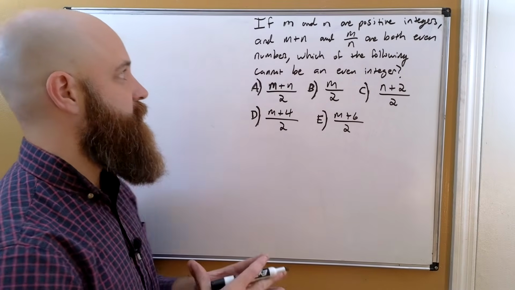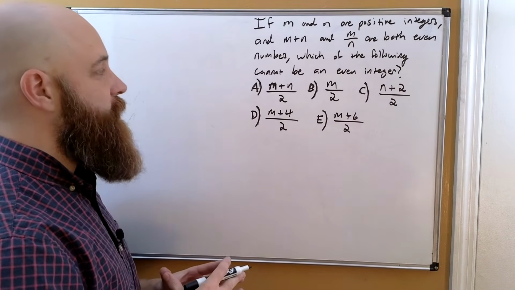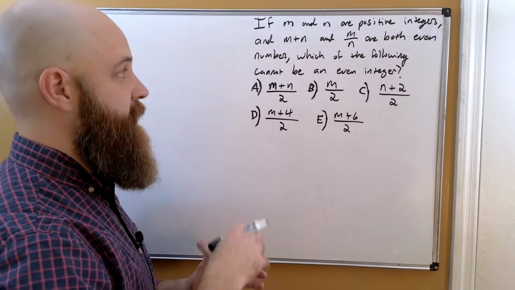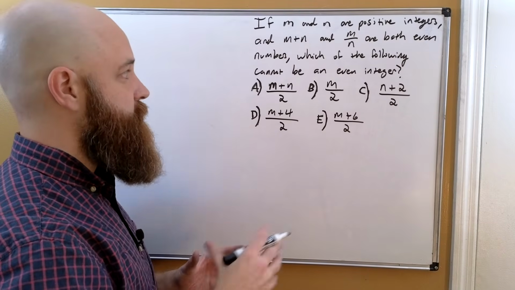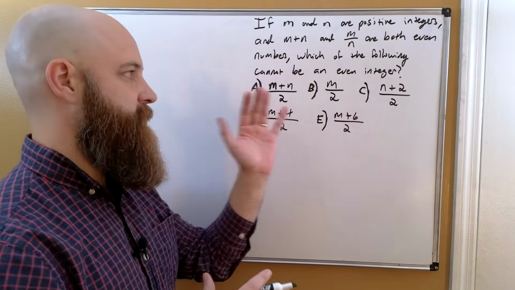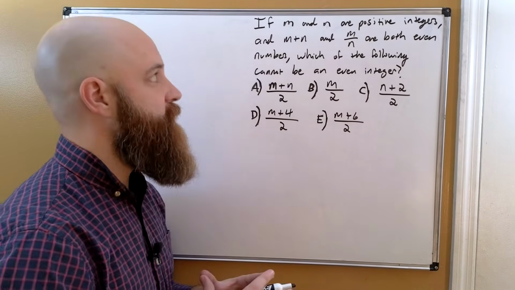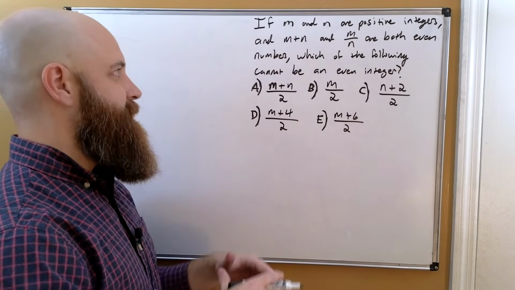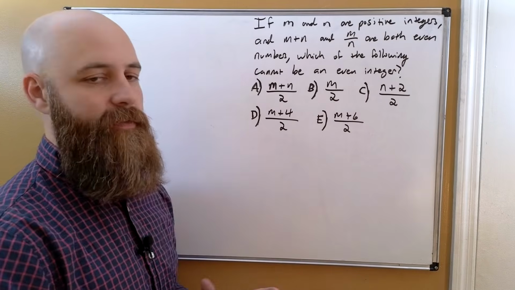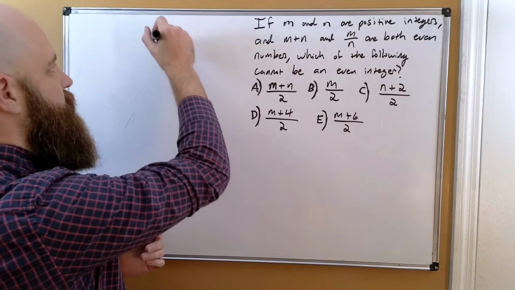All right, let's take a look at this one. If m and n are positive integers, and m plus n and m over n are both even numbers, which of the following cannot be an even integer? And I'm given a bunch of expressions with m and n. So let's see if I can translate this stuff, figure something out about m and n that will help me answer the question.